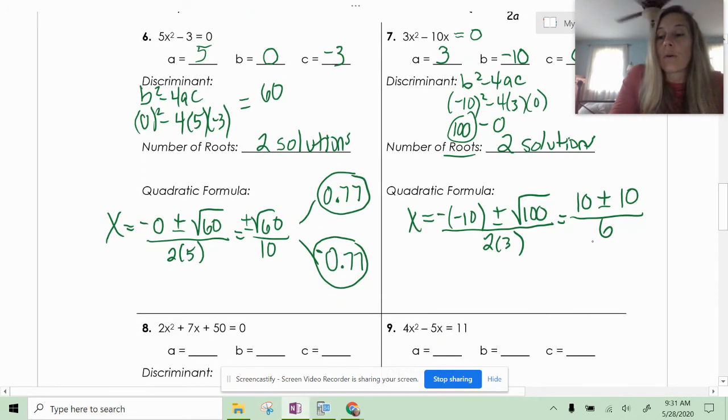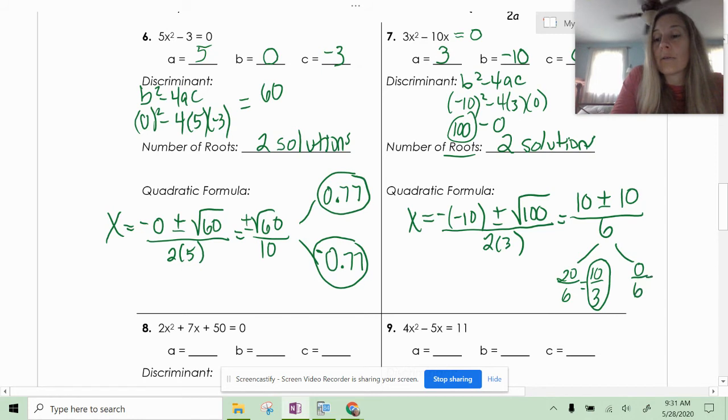So now we have to solve for both answers. 10 plus 10 is 20, and 20 over 6 is 10 over 3. And if you write it as a decimal, it's 3.3 repeating. And then 10 minus 10 would be 0, and 0 divided by anything is 0. So that would be our other answer.